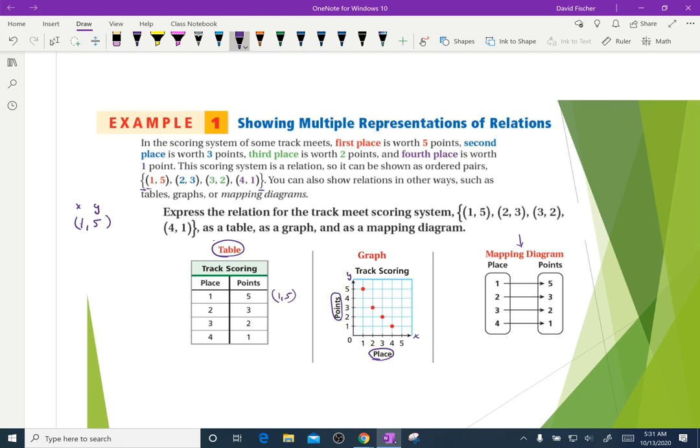So these are my x's here in the first box, and these are my y's over here. First place, we put them usually in numerical order, 1, 2, 3, 4. Most of the time we put these in numerical order, and the y's are over here. And then what we do is we draw a line from 1 to 5 because it was worth 5 points. 2 was worth 3 points, and etc. So this is called a mapping diagram. Okay, so 3 different kinds of graphs here: table, graph, mapping diagram.